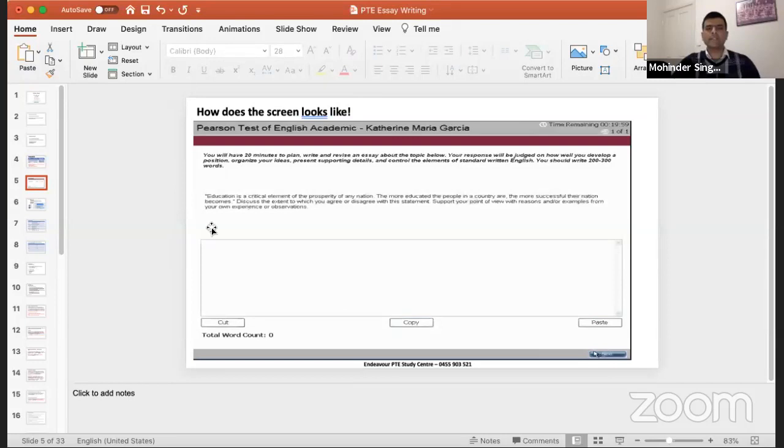So next screen, this is how the screen looks. Here you see cut, copy, paste buttons, and obviously you have a word count here, and then here it shows one of one. That means you have one question, you're attempting that question, and you have a total of 20 minutes. That's how your screen looks.